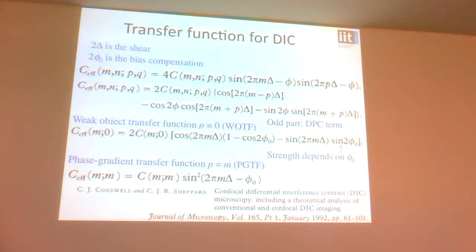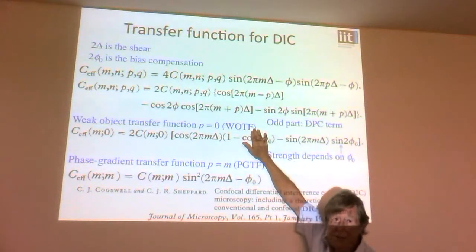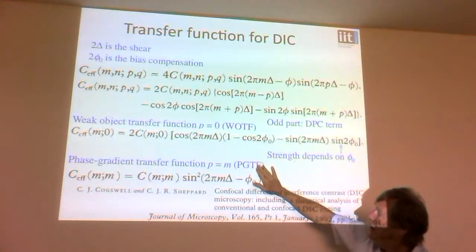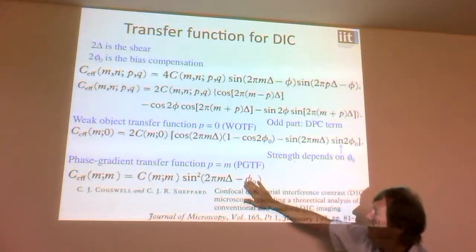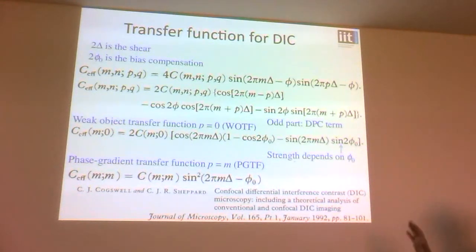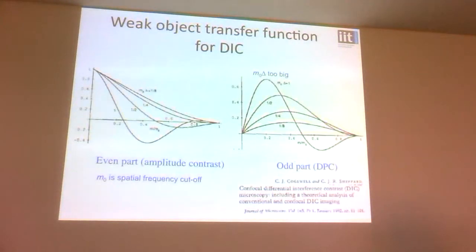Right, and then we can calculate the transfer function for DIC. And it turns out that this is the transfer function. The full thing is that top term. And we can calculate both this weak object transfer function, which is this thing here, and the phase gradient slowly varying transfer function that I mentioned is given by this. So this allows us to quantify to some degree what these images mean.